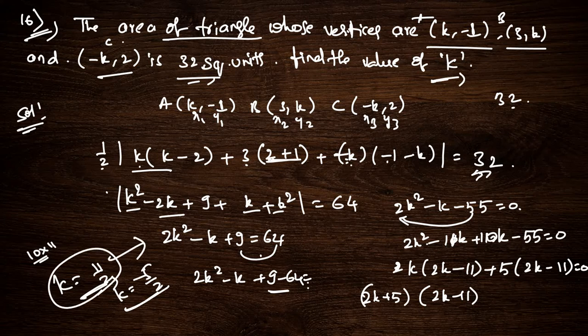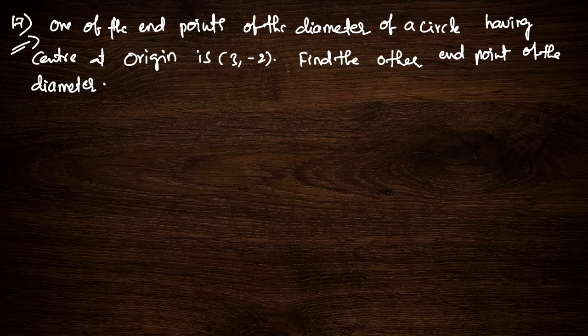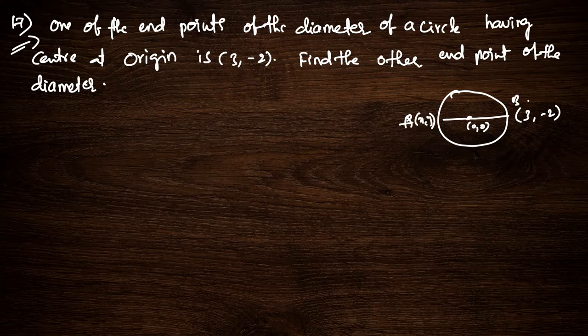Now moving to the 17th one. Now the 17th one here: one of the endpoints of the diameter of a circle having its center at the origin is 3 comma minus 2, and find the other end. So here the center will be 0 comma 0, and he's saying one point is 3 comma minus 2 and another point is x comma y, and this is the midpoint, which is the origin O. So in the solution we have to find that the midpoint of AB is equal to O.